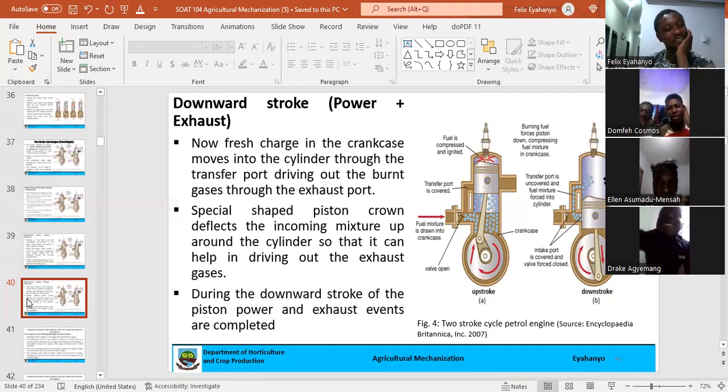So I want to ask a question. You said the revolution in the two-stroke is faster than in the four-stroke. Does it mean that the two-stroke cycle is shorter than the four-stroke? Yeah, it takes a shorter time to complete the cycle, from suction to exhaust, but it's not efficient because the fuel is not effectively used.